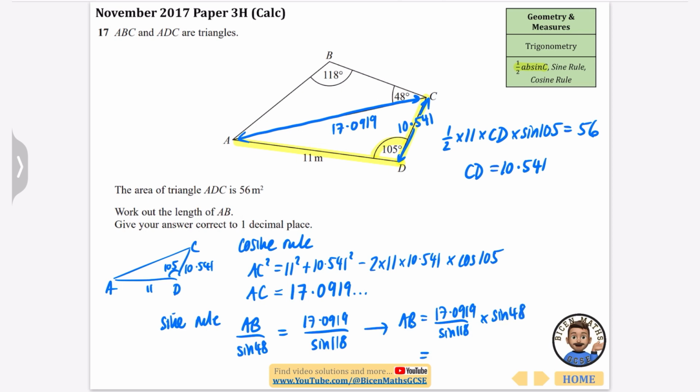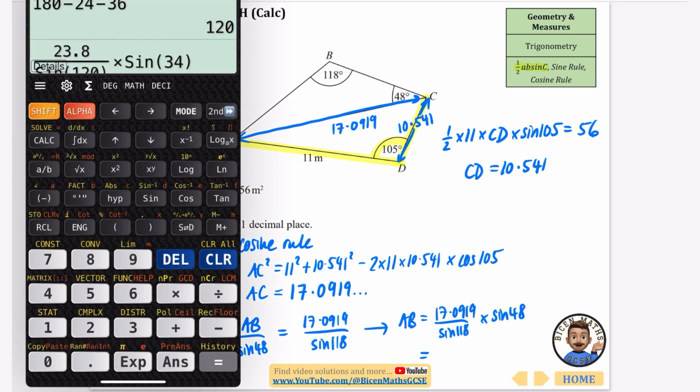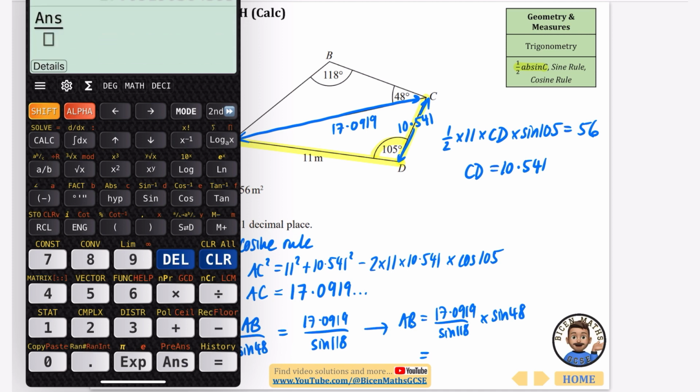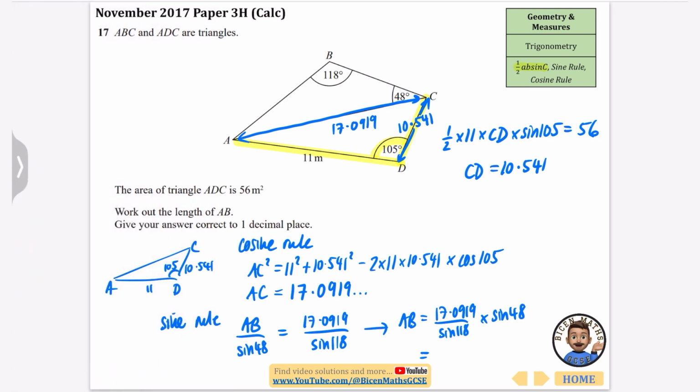And I'm just going to put that all in my calculator. Remember though, this is already stored as my answer, so I can type answer divided by this times this. So there is my answer. I'm going to do the answer divided by the sine of 118, and multiply that by the sine of 48. And we come up that AB is 14.4 to one decimal place. So we get that AB is 14.4 meters.